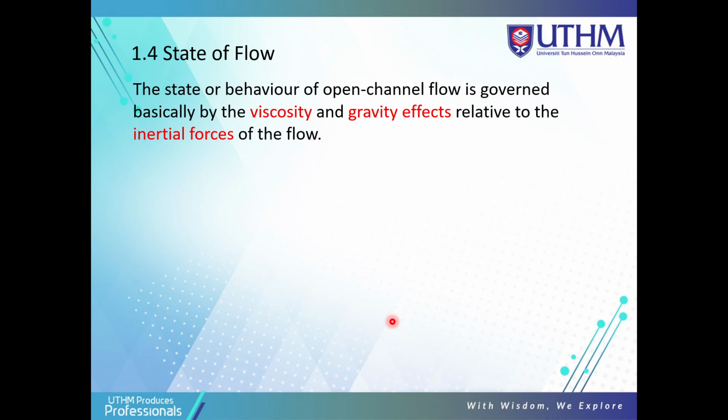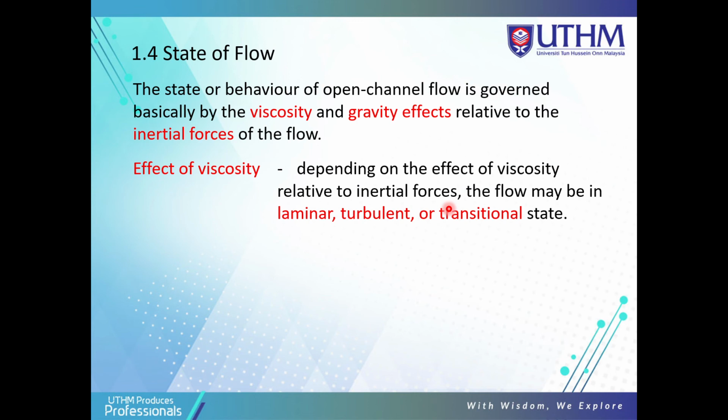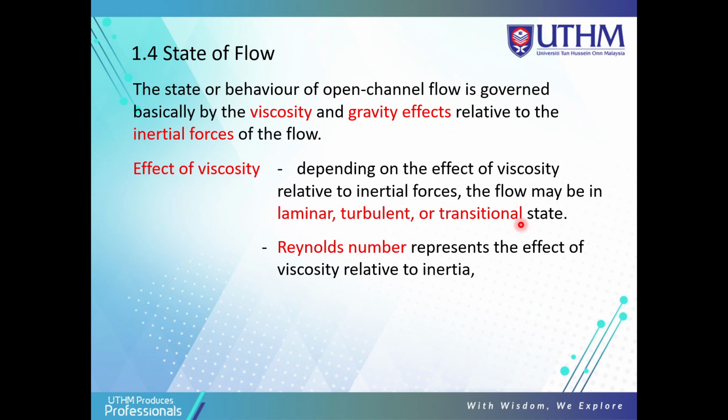So point 1.4 here is the state of flow. We get the state of flow using the viscosity and gravity effects relative to the inertial forces of the flow. So it depends on the effect of viscosity relative to inertial force, giving laminar, turbulent or transitional state. Using the Reynolds number that I mentioned in activity 1.1, to find the state of flow we can use the Reynolds number and also the Froude number.